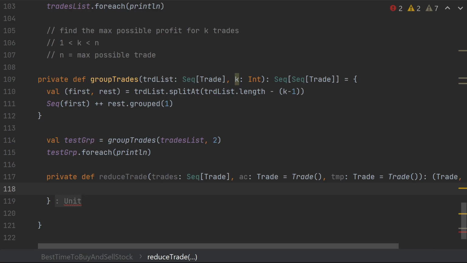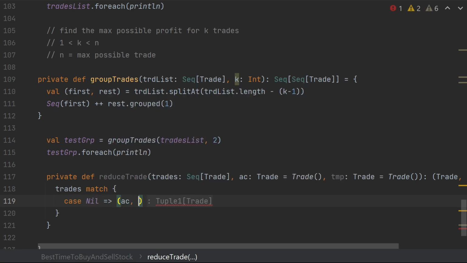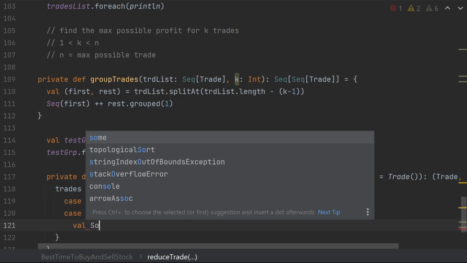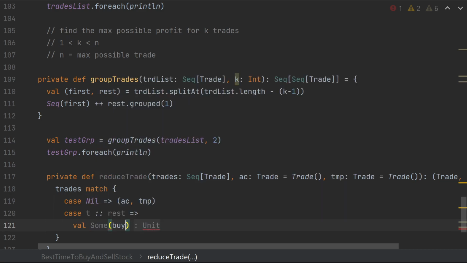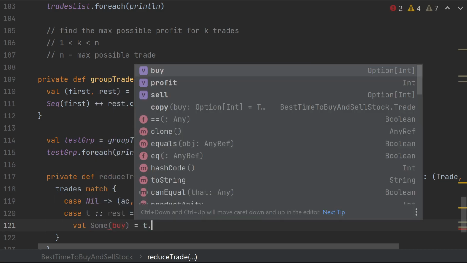Alright, so as before, let's implement the pattern match on trade. It is going to be a match. The first case, when there is nothing to compare, it will return acc comma temp. Alright, if we have something to compare, say t and rest, then let's get the value of buy and sell and profit out of it. t dot buy.